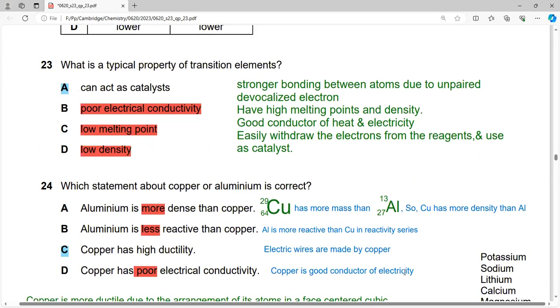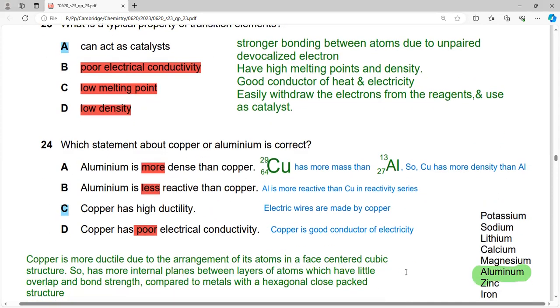Question number 23. What is the typical property of transition elements? These transition elements are bonded together by unpaired electrons. There are delocalized electrons present between these ions, so there are strong forces of attraction from these delocalized electrons. So they have a high melting point and high boiling point. They are good conductors of heat and electricity. And they can easily withdraw electrons from the reagent, so that's why we use them as catalysts. So option A is correct here, they can act as catalysts. While they are good conductors of electricity, so option B is wrong. They have a high melting point, so option C is wrong. And they have high density, so option D is wrong. So A is our correct option here.